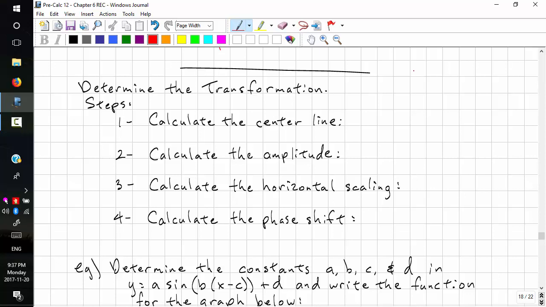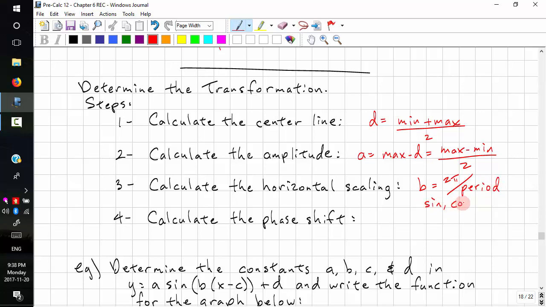And again, it's because of the periodicity. You can just calculate d, min plus max over 2, or the average. We can calculate a, max minus d, or we can also use max minus min over 2. Calculate the horizontal scaling. We have b equals 2 pi over the period for sine and cosine. And calculate the phase shift.